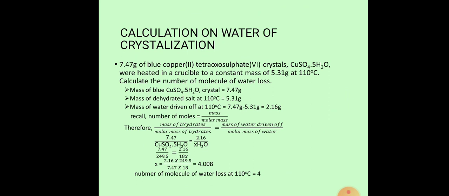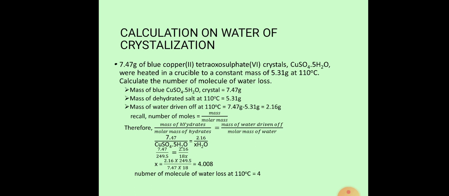Recall, we said number of moles is equal to mass over molar mass. So therefore, we can say the mass of the hydrated salt over the molar mass of the hydrated salt is equal to the mass of the water driven off over the molar mass of water. Now that gives us 7.47 over the molar mass of the hydrated salt, which is equal to the mass of the water lost, which is 2.16, over the molar mass of water which is present in the hydrate.